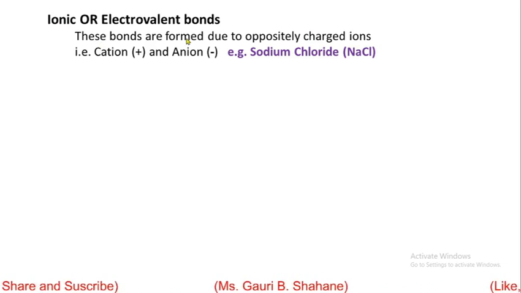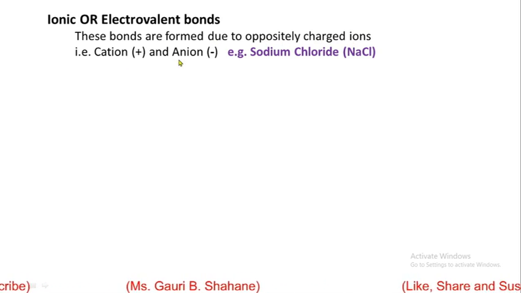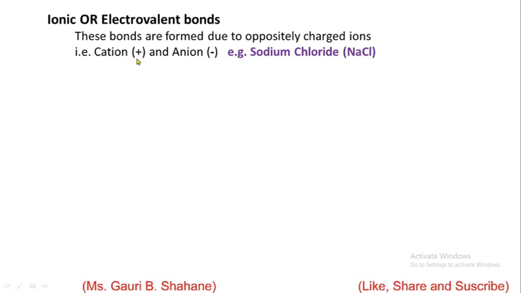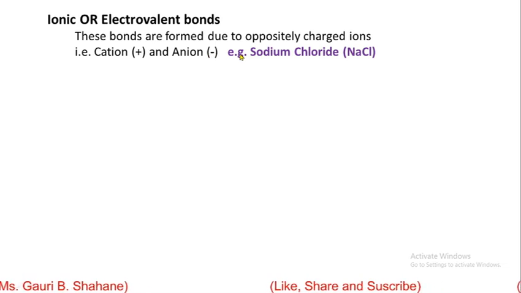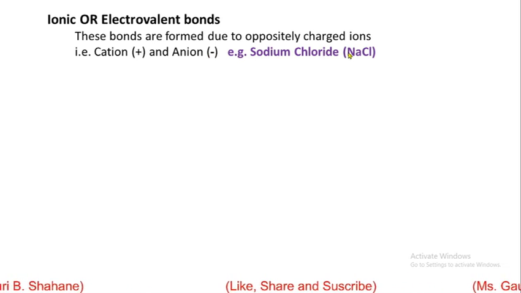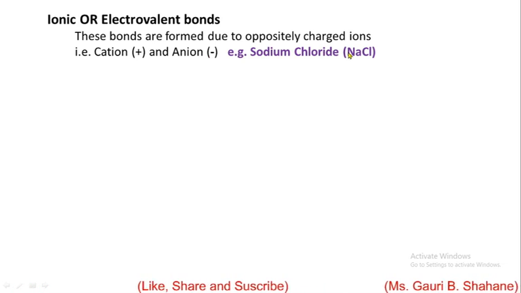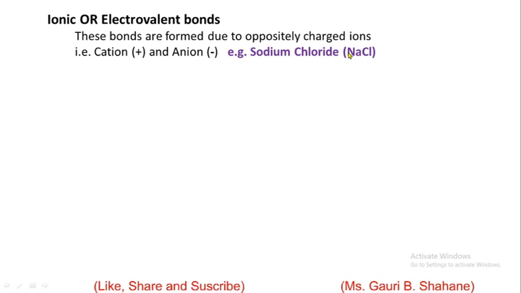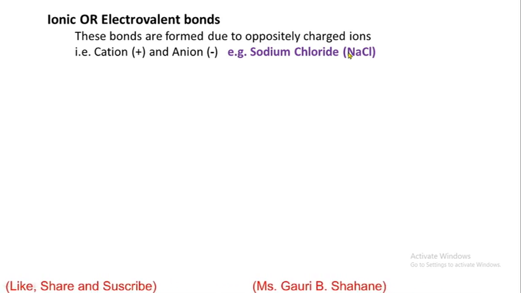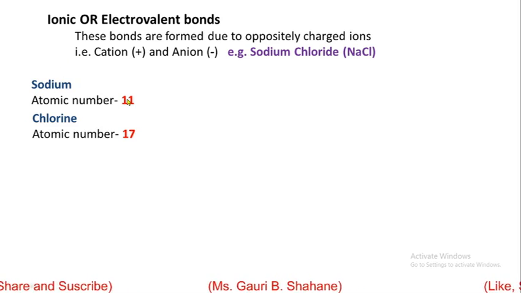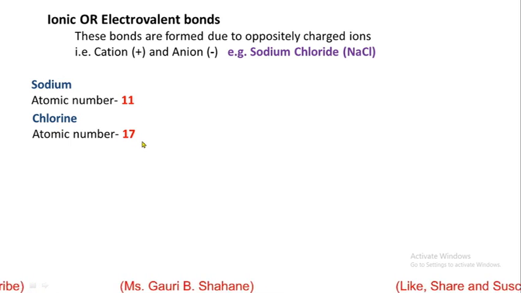So these bonds are formed due to oppositely charged ions, that is cation and anion. Cations are positively charged and anions are negatively charged. For example, sodium chloride, NaCl. For better understanding of ionic bond, you have to know the general structure of the atom and the atomic number of that atom. Sodium has atomic number 11 and the atomic number of chlorine is 17.